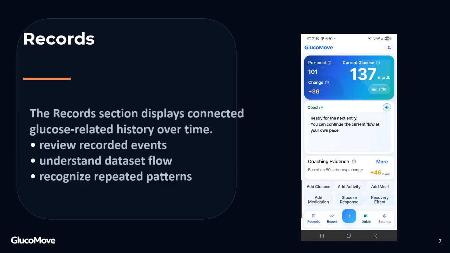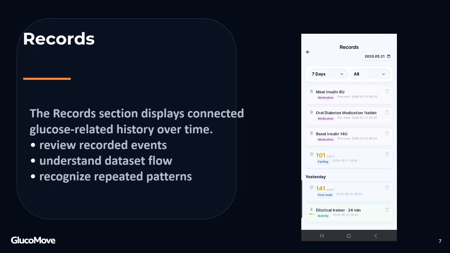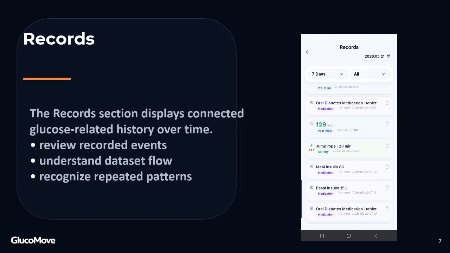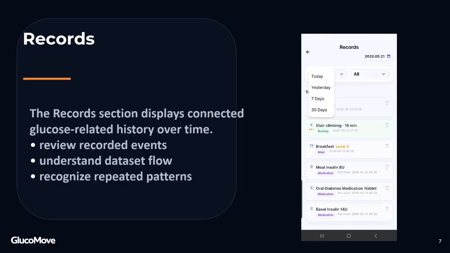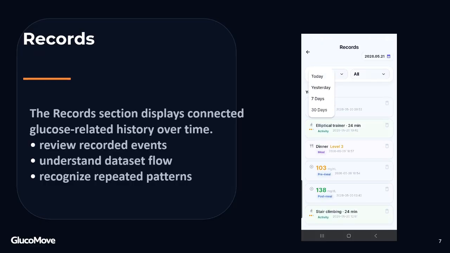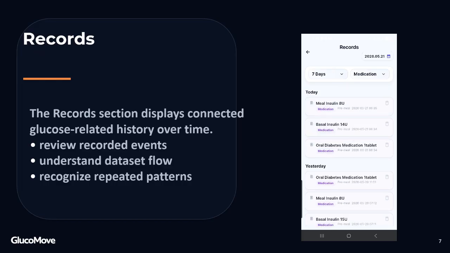The Records section allows users to review glucose-related events over time. Instead of viewing isolated entries separately, GlucoMove organizes records into connected flows whenever possible. This helps users better understand relationships between meals, activity, glucose responses, and recovery patterns. Over time, records may reveal repeated behavioral trends that are difficult to recognize from individual glucose readings alone.